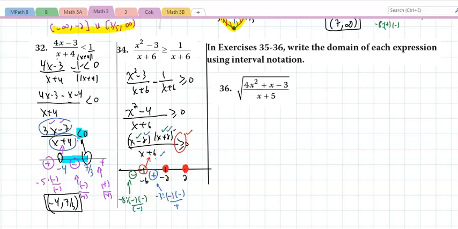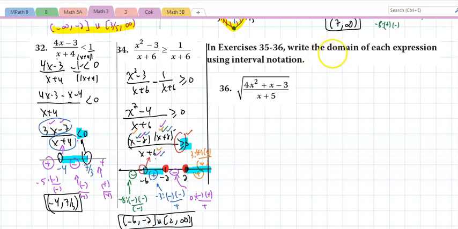I pick a point between negative 2 and, how about 0? 0 minus 2 is negative. 0 plus 2 is positive, and 0 plus 6 is positive. That's a negative. And in the last, I pick, let's say, 3. 3 minus 2 is positive, 3 plus 2 is positive, and 3 plus 6 is positive. So, since I want to know where this is bigger than or equal to 0, it's right there and right there. That would be from negative 6 to negative 2, union with 2 to infinity.